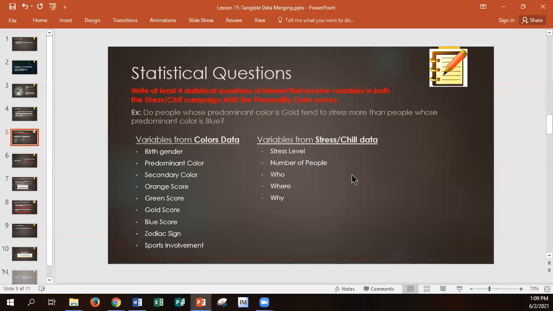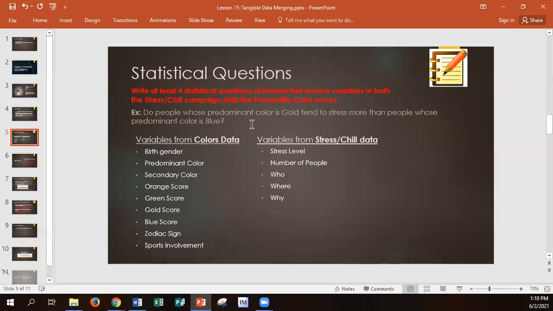Okay, so let's review the variables that we have. In the colors data, the variables that we have available to us, we gather data on birth gender, your predominant color, your secondary color, your scores for orange, green, gold, and blue, your zodiac sign, and your sports involvement. So whether or not you play sports or not, okay? Now the variables that we collected data on in your stress and chill data, okay, is stress level, the number of people that are around you, who you're with, where you are, and why you're there, okay?